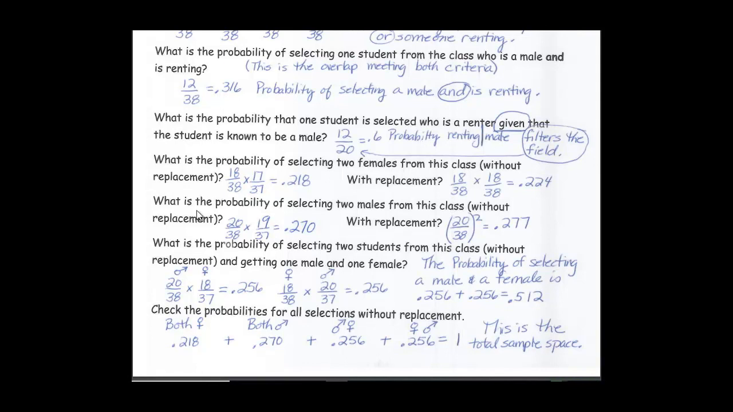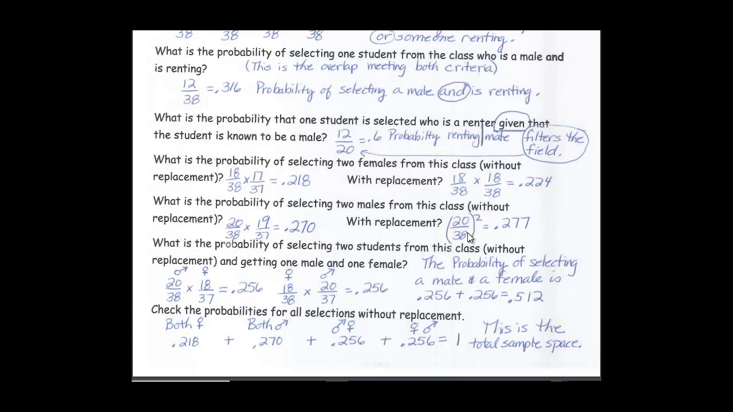Okay, what is the probability of selecting 2 males from this class without replacement? We said we had 20 out of 38. Once we've made a selection, we have 1 less male, 1 less total, so our second probability there would be 19 out of 37. Multiplication rule, we're going to take the product of those two events to come up with this probability. Okay, with replacement, again, we're doing 20 out of 38 twice because we're going to put that first selection back in when we go to make our second selection. So that would be another way that you could write that replacement probability.